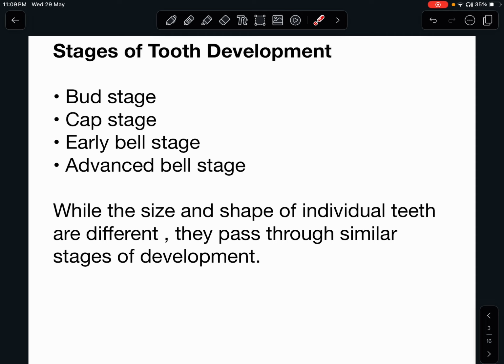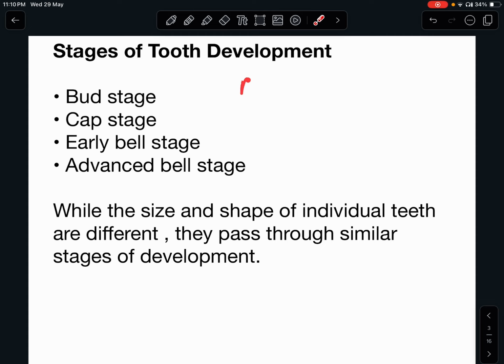Tooth development takes place in four stages majorly. First is the bud stage, second is the cap stage, third is the early bell stage, and fourth is the advanced bell stage. What happens is that after the dental lamina starts proliferating, it forms these ovoid swellings into the ectomesenchyme, and it takes this bud form, and then it takes this cap form. So these stages are named upon the morphology of the tooth germ in that particular stage.